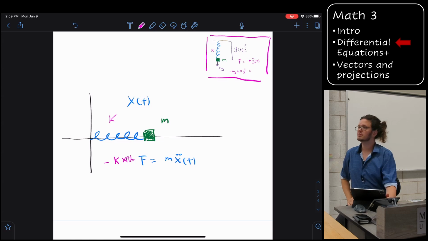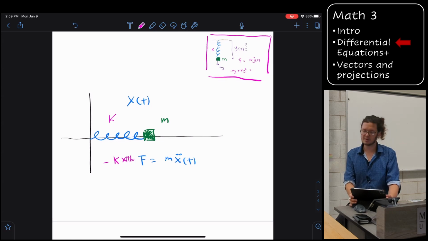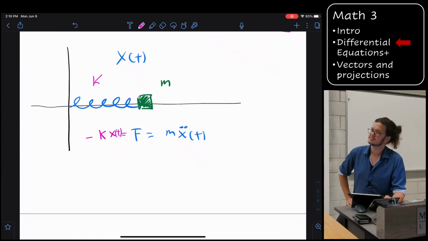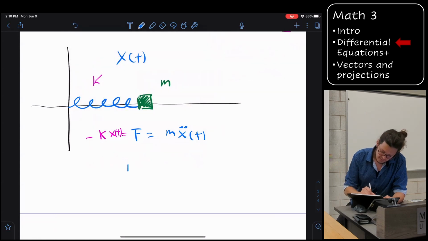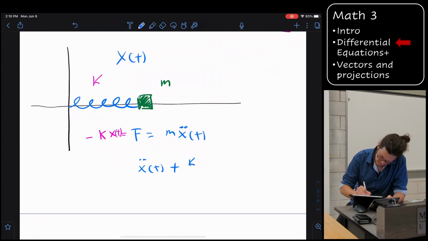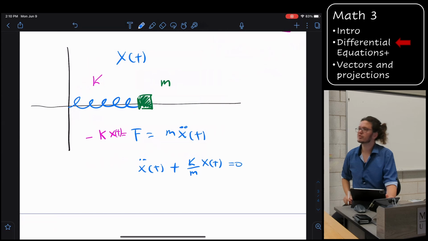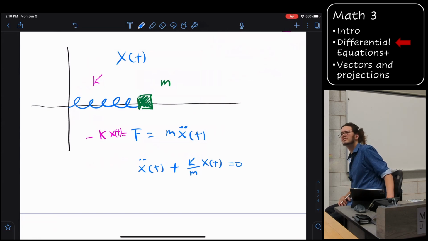Now, is my job done? Have I solved my problem? What do I need to do now? Excellent. I need to find the solution of this differential equation. So I have, let me put it in a single line, d squared x over dt squared plus k over m times x of t is equal to 0. And I ask you, what is the solution to this differential equation?